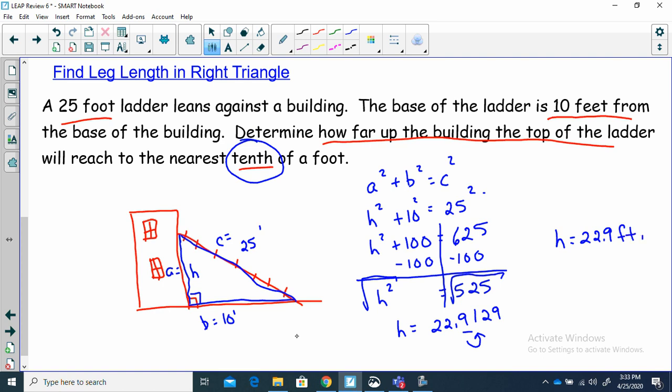22.9 feet. Now let's put that over here and see if that makes sense. We said 22.9 feet. We said the long side's 25. The two shorter sides are 10 and 22.9. So the longest side is indeed 25, and these two are shorter. That would make sense.